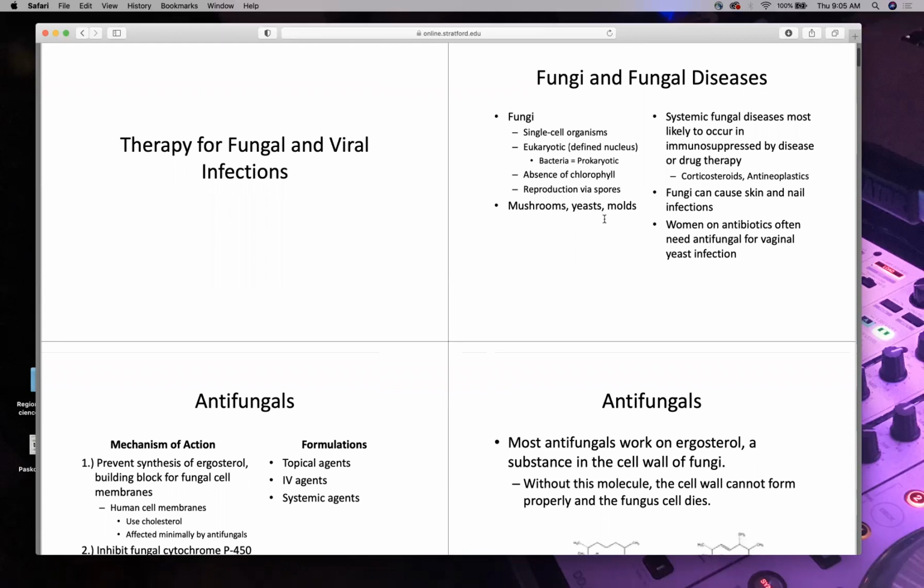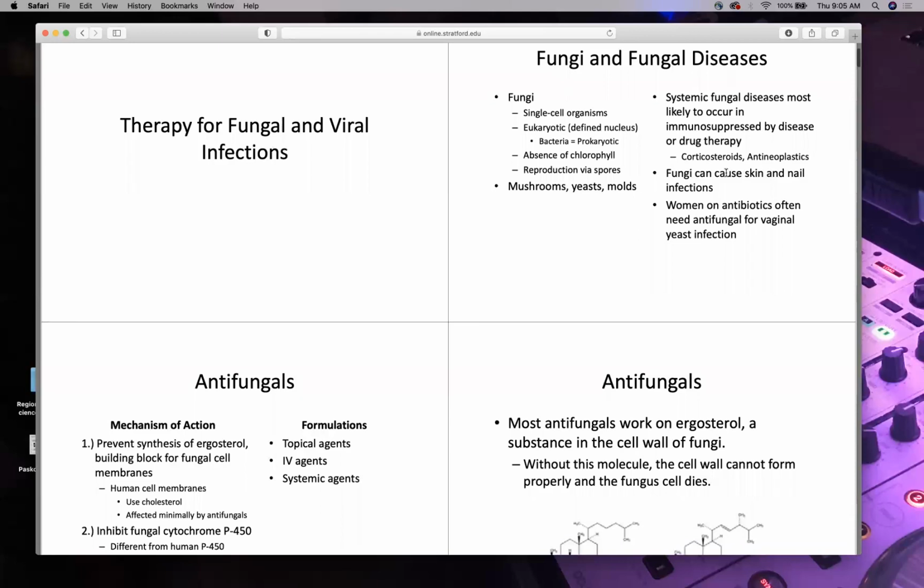They're usually due to either immunosuppression due to disease or extended drug therapies. And we already know that corticosteroids do a number on your immune system. Also anti-cancer or anti-neoplastic medication also lowers your immune system, right?